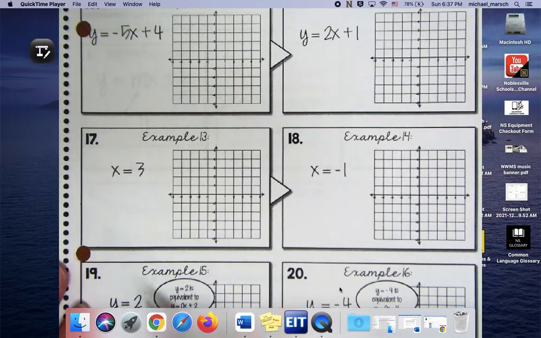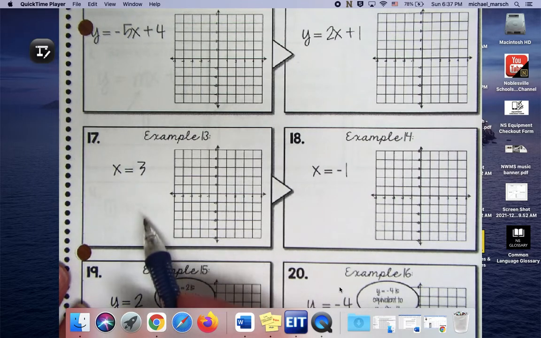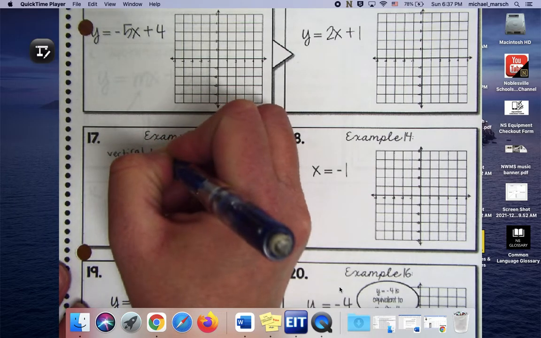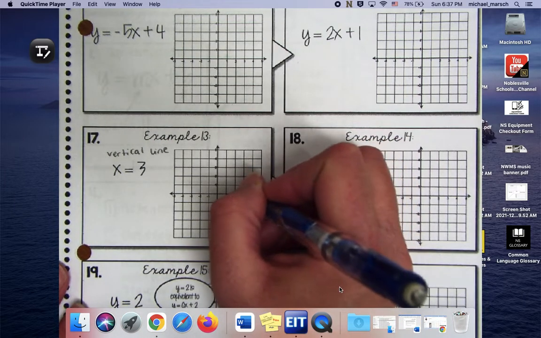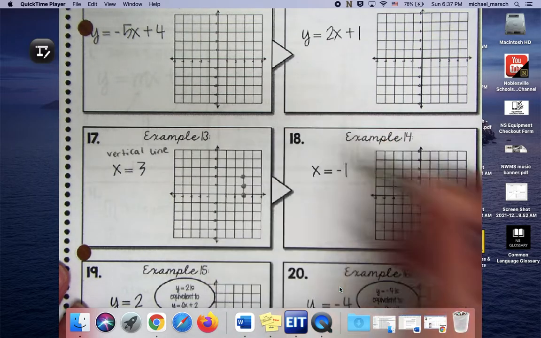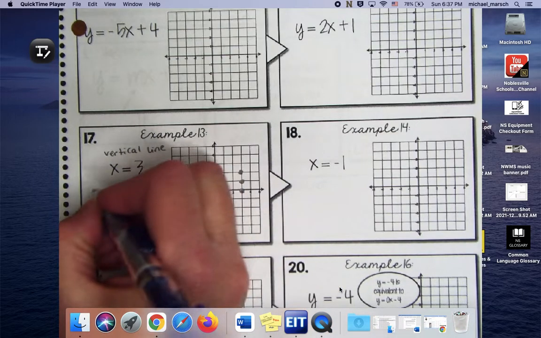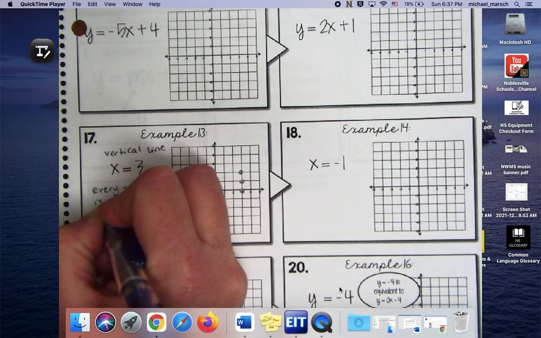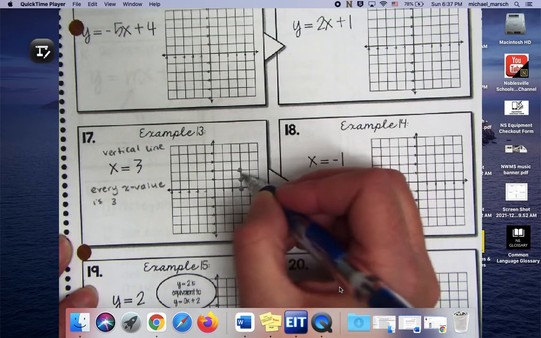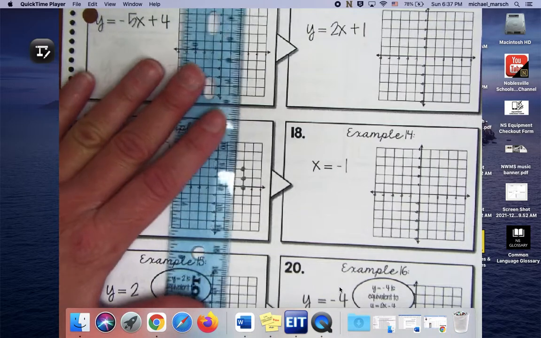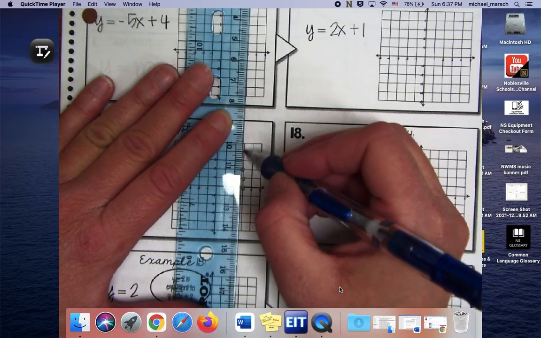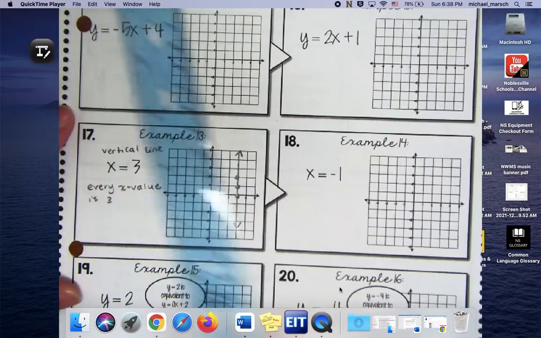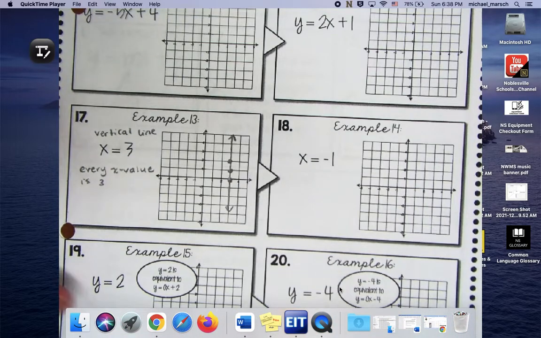Okay, so if you remember, when you only have x values, that gives you a vertical line. That tells me that every x value is a 3. So that tells me that I'm going to have a vertical line at 3. And if you remember, the slope of a vertical line is undefined, and there's not going to be a y-intercept, so we can leave that alone.